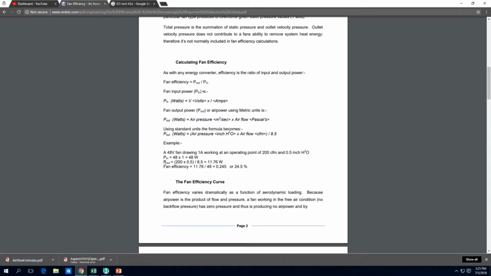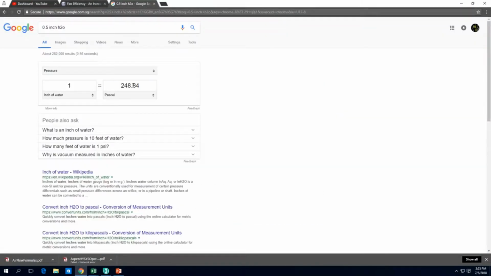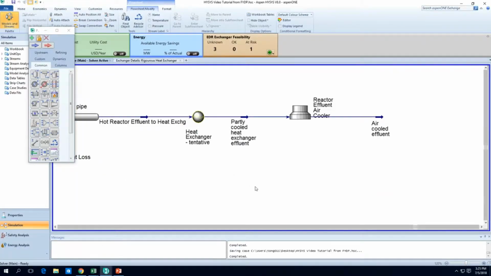Now, how much energy are we using? Well, we can take a look at this pressure increase of 0.5 inches of H2O. So 0.5 inches of H2O is basically 250 pascals. Not a lot, so it's about 0.25 kilopascals. And what we can use to estimate the duty is to pretend the fan is a compressor.